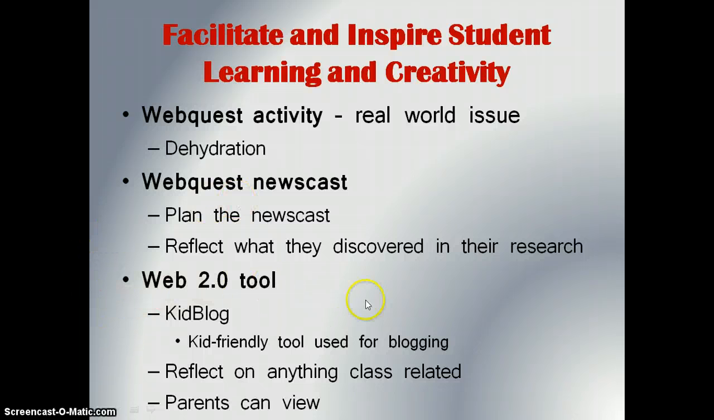And our Web 2.0 tool, we were required to find 5 tools, and one of mine was Kid Blog. It's a kid-friendly tool used for blogging, and students are able to reflect on anything class-related, and parents are able to view it, so that's really important.